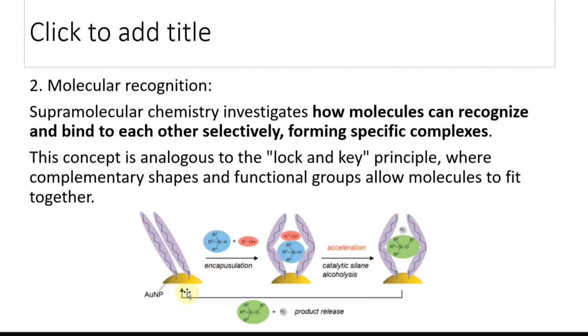So, when these gold nanoparticles have the dodecane thiol chains, these silanes will come inside this chain and there will be some space available for the reaction to occur, and so there will be the acceleration of this catalytic reaction leading to the products, and these products will then be released. So this is a type of molecular recognition. In this case, only the specific molecule goes into these chains, and these specific molecules give the product. So this is a part of molecular recognition.